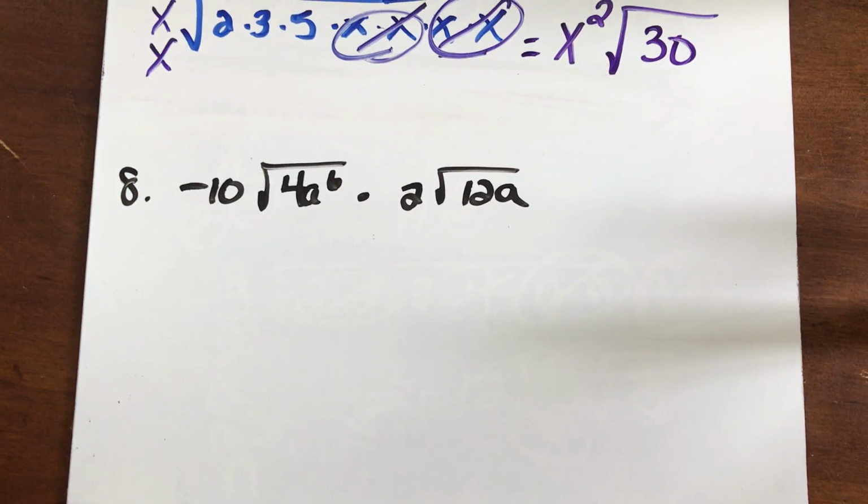All right, now what if we have the letters underneath the radical sign and we have coefficients?